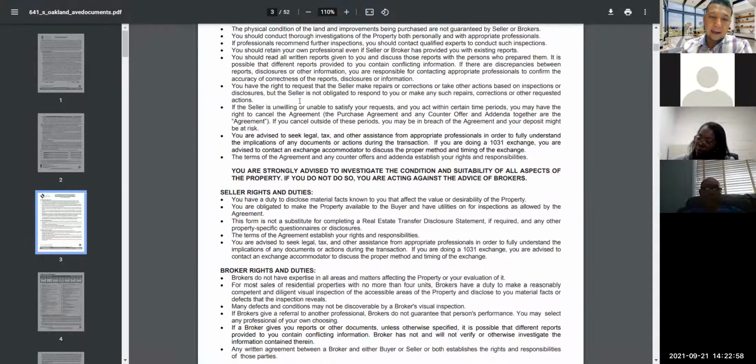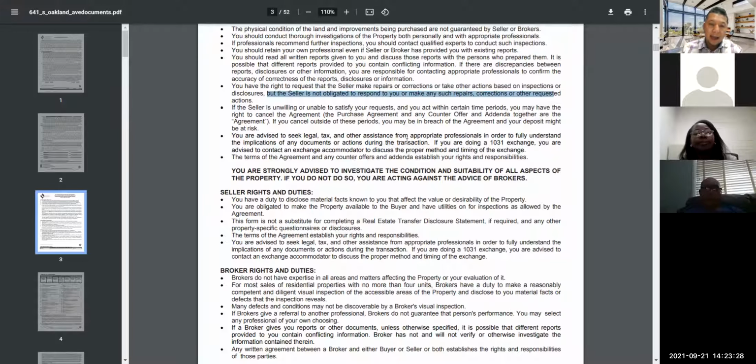And the seller has the right to cancel the agreement if the buyer doesn't perform. The buyer has the right to request the seller make corrections. But in bold and right here, the seller is not obligated to respond to any repair requests, corrections, or actions. So you can send a request. They could say, got it, received, and they do not have to give you a formal response to your repair request.